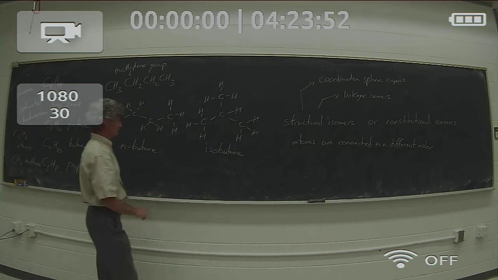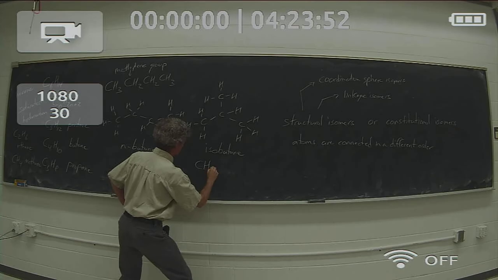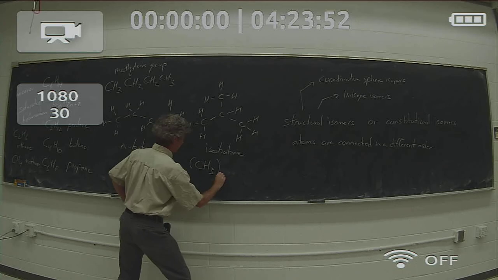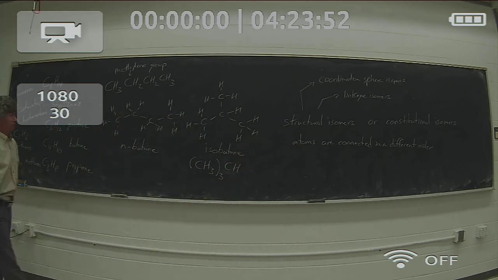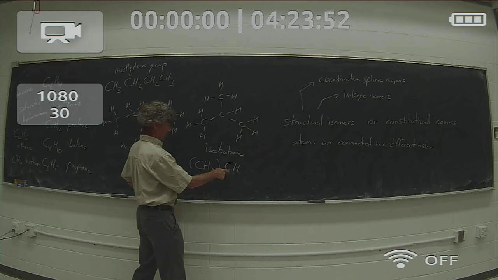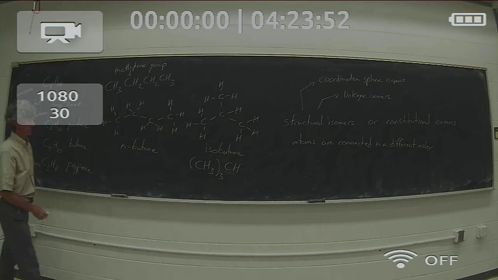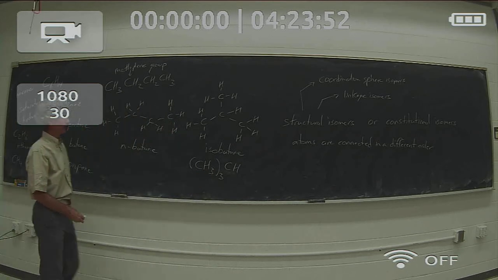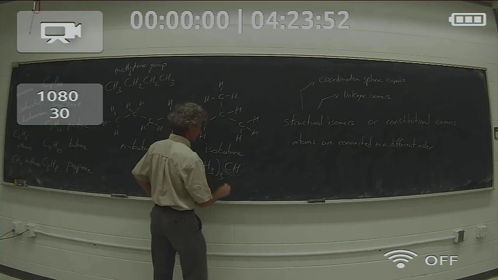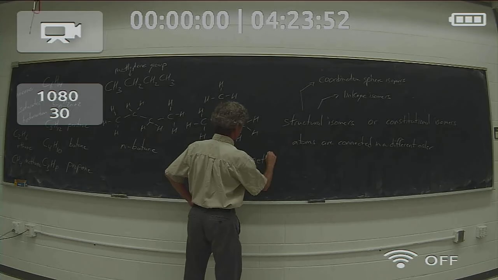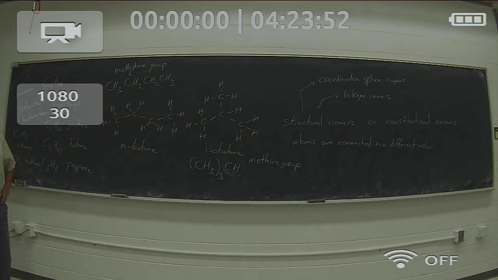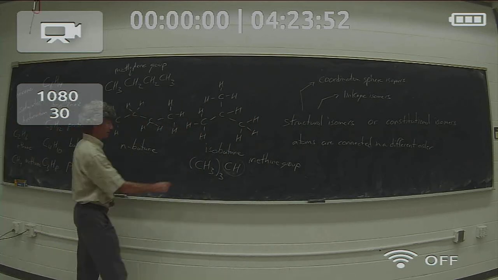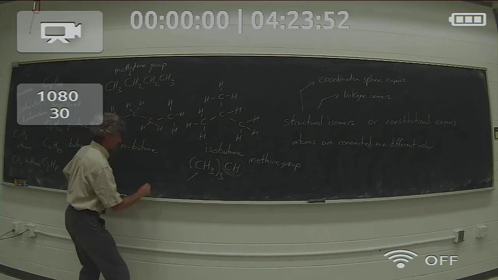And we can group those together, and we can write this as CH3, and then in parentheses, CH. That will tell us that all three of those CH3 groups are attached to the same carbon. And that's isobutane. The CH group here is referred to as a methine. CH3 is abbreviated methyl, CH2 is abbreviated methylene, and CH is abbreviated methine.